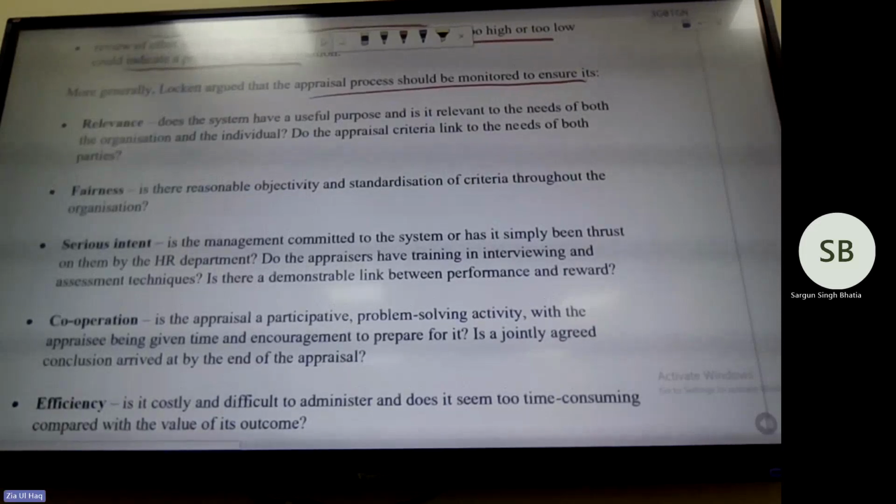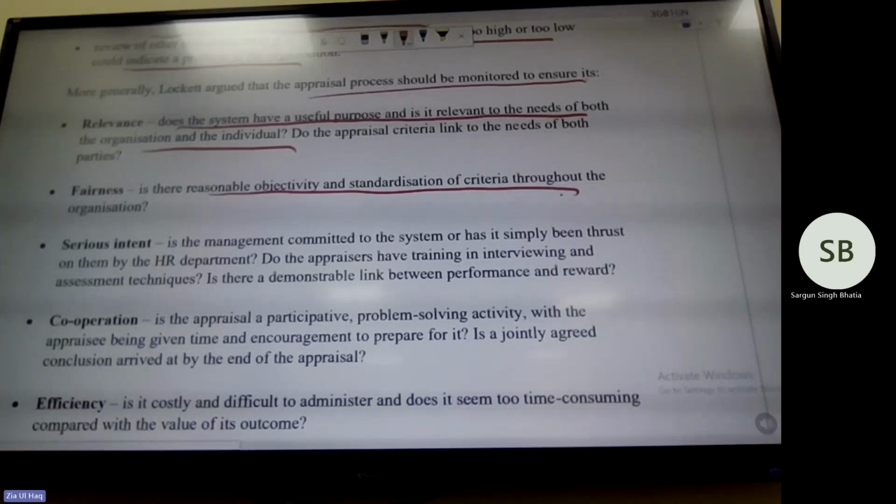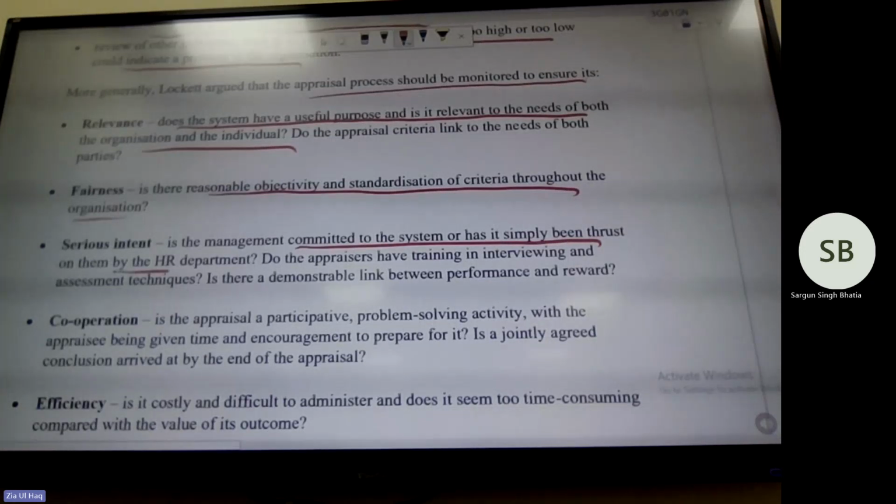This is how you need to monitor the appraisal process. Relevance: does the system have a useful purpose and is it relevant to the needs of both the organization and the individual? The performance appraisal process should be relevant to the organization's needs as well as individual needs. Fairness: is there reasonable objectivity and standardization of criteria throughout the organization? There should be serious intent from the management. Is the management committed to the system or has it simply been entrusted to the HR department?